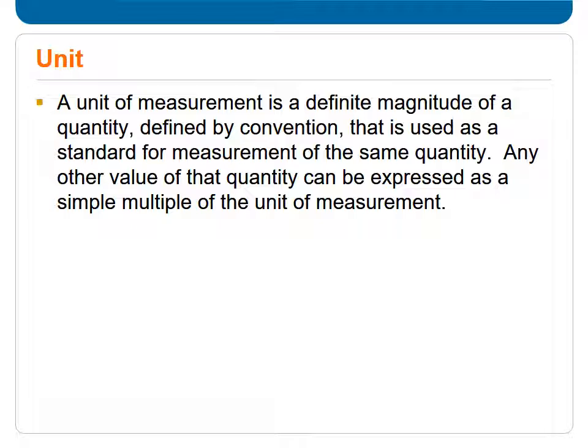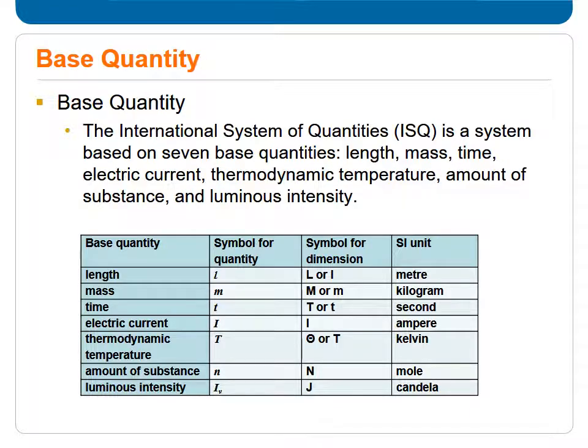A unit of measurement is a definite magnitude of a quantity defined by convention that is used as a standard for measurement of that same quantity. Any other value of that quantity can be expressed as a simple multiple of the unit of measurement. There are 7 base quantities: length, mass, time, electric current, thermodynamic temperature, amount of substance, and luminous intensity.